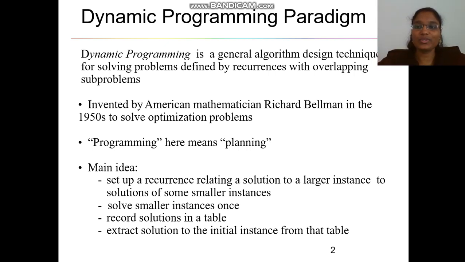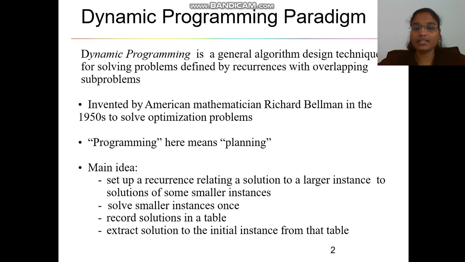Hello, in this video we are going to see about this dynamic programming paradigm. So dynamic programming is a general algorithm design technique for solving the problems defined by recurrences with overlapping subproblems. And this was invented by an American mathematician, Richard Bellman, in the 1950s to solve optimization problems. Here programming actually means planning.